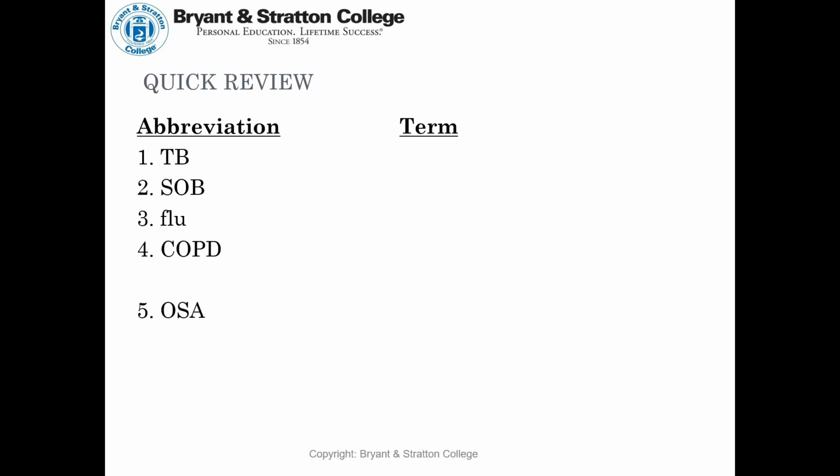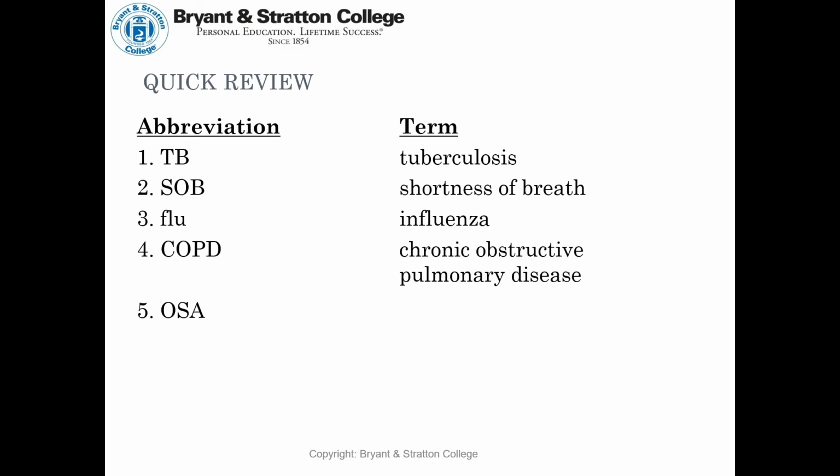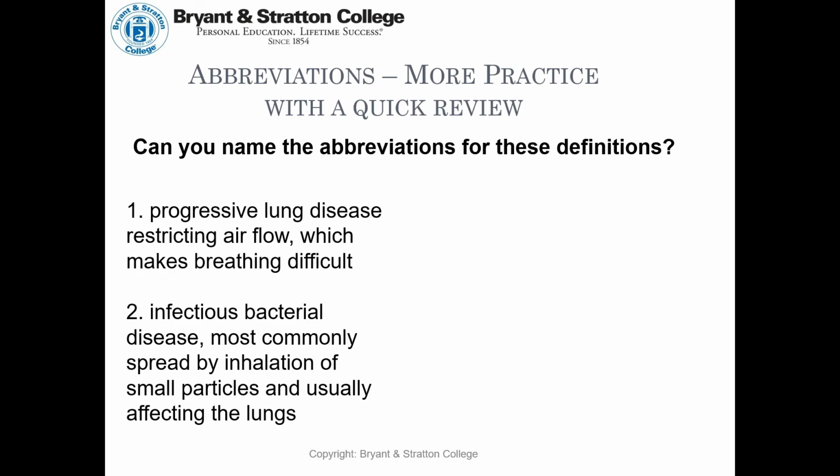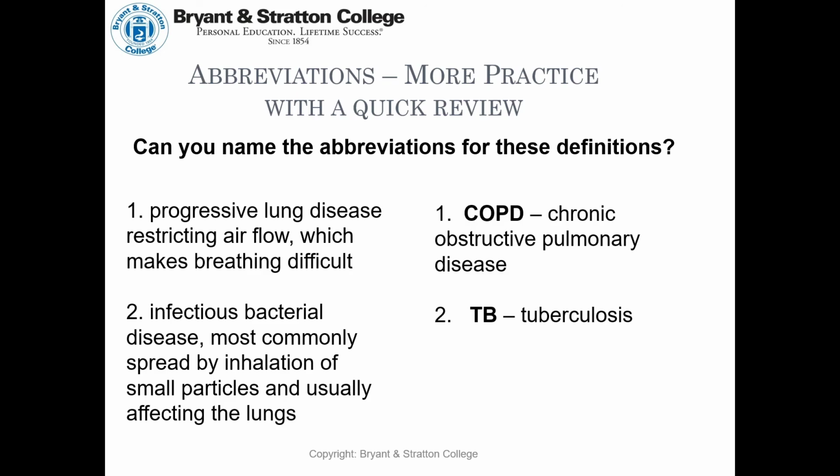All right, so quick review of abbreviations. TB is tuberculosis, SOB, shortness of breath, flu, influenza, COPD, chronic obstructive pulmonary disease, and OSA is obstructive sleep apnea. So, here's something for you to think about. What are the abbreviations for these definitions? A progressive lung disease that restricts airflow, which makes breathing difficult. What would that be? COPD. An infectious bacterial disease most commonly spread by inhalation of small particles and usually affecting the lungs. That would be tuberculosis. All right, so that is it for the respiratory.